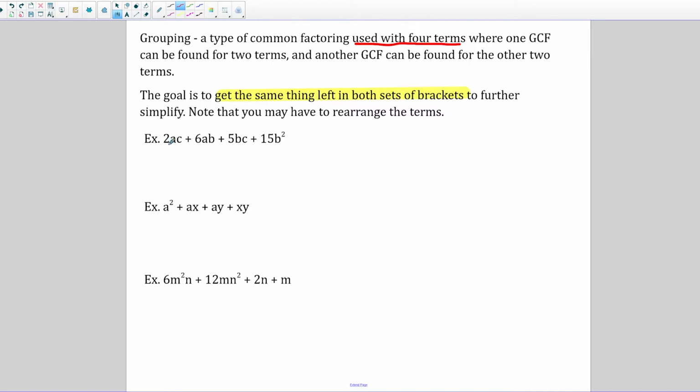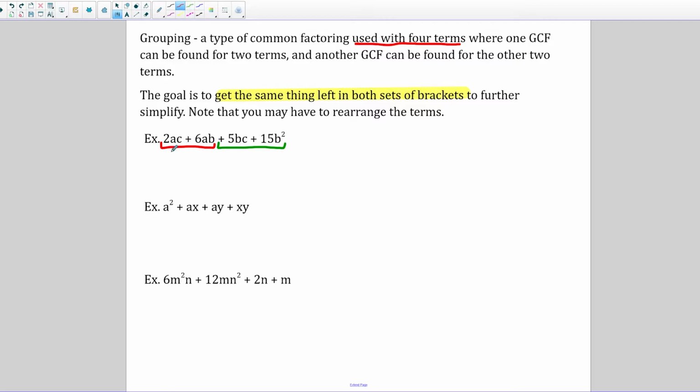So we have 2ac plus 6ab plus 5bc plus 15b squared. You'll notice that we don't have a single GCF that is common to all 4 terms here. So with the 4 terms, what we're going to do is split this up into pairs. So split it up into 2ac plus 6ab and 5bc plus 15b squared.